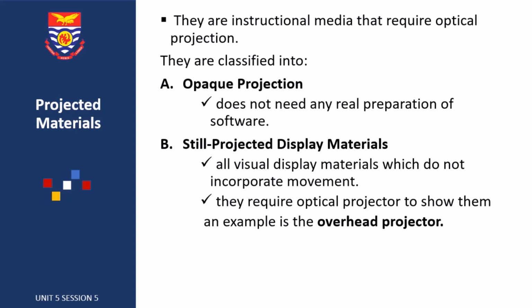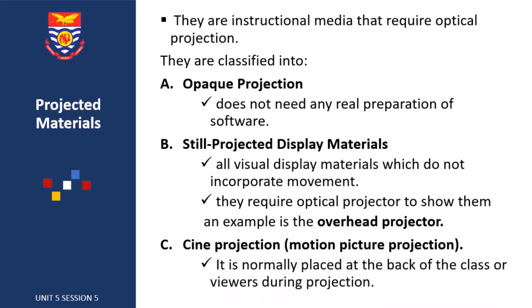We have the still projected display materials. All visual display materials which do not incorporate movement are put under the still projected display materials. They do not show movement, or they are materials that we don't see movement in them. They are still. They require an optical projector to show them. Here too we need projection. An example is the overhead projector.